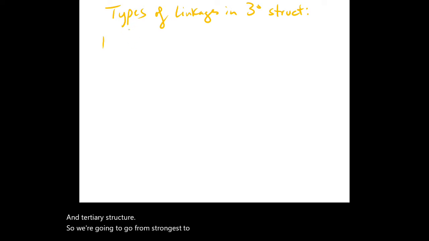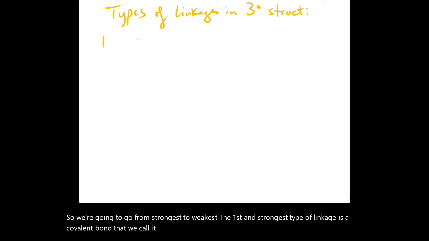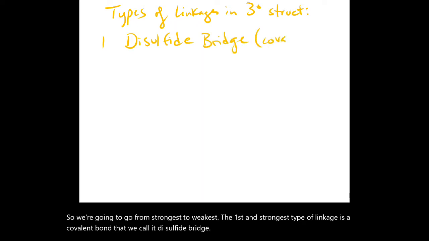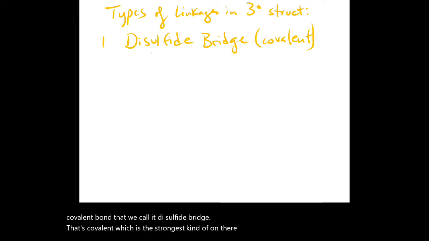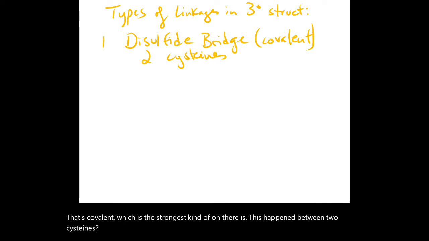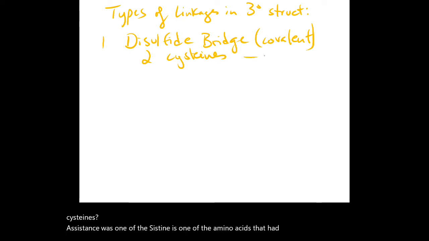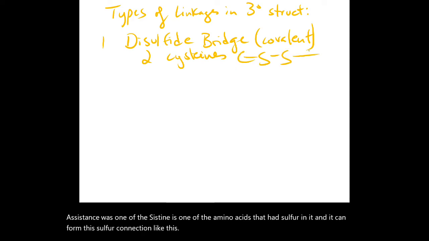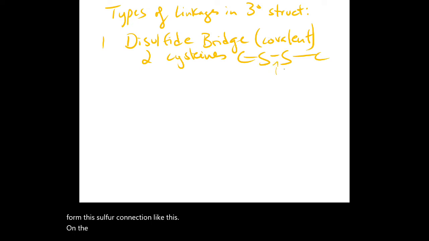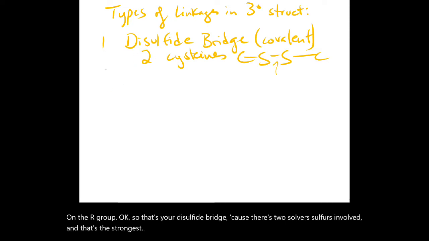The first and strongest type of linkage is a covalent bond that we call a disulfide bridge. That's covalent, which is the strongest kind of bond there is. These happen between two cysteines. Because cysteine is one of the amino acids that had sulfur in it, and it can form this sulfur connection like this on the R group. Okay, so that's your disulfide bridge because there's two sulfurs involved, and that's the strongest. All right, but you need cysteine.